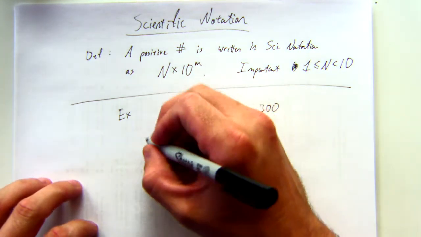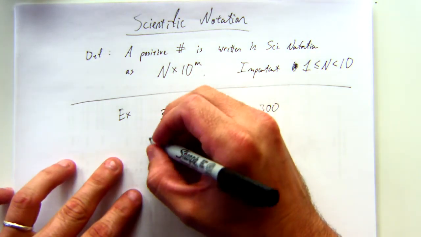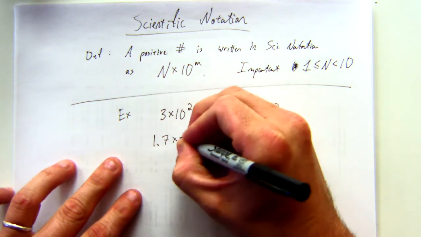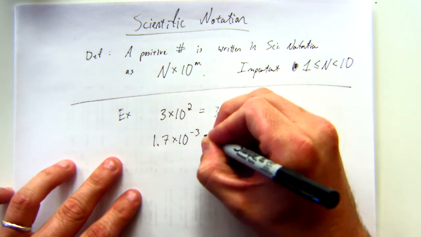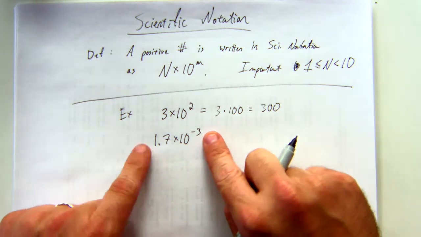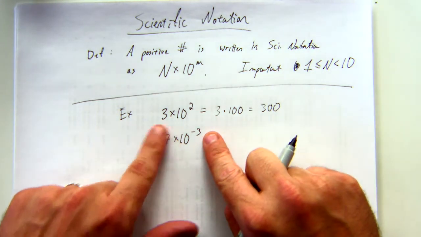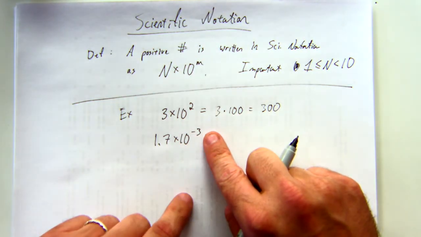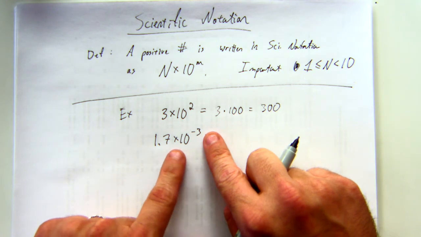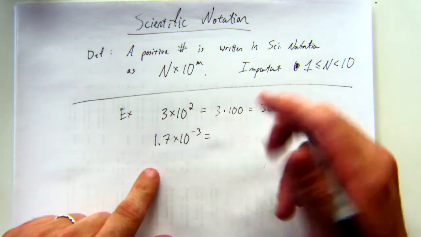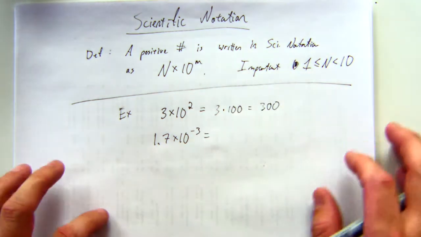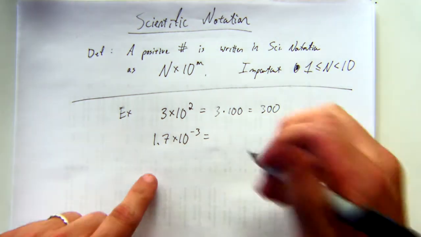Let's do one more. Also, you might see something like this: 1.7 times 10 to the negative 3. Is this in scientific notation? Yeah, you look at that number. It's between 1 and 10, and it's 10 to some power. Doesn't matter that it's a negative power. But what does that mean? What does 10 to the negative 3 mean? Just use the rules that we just did.